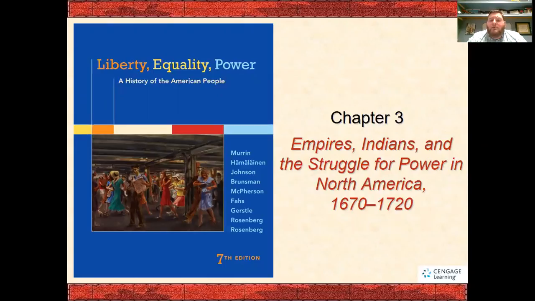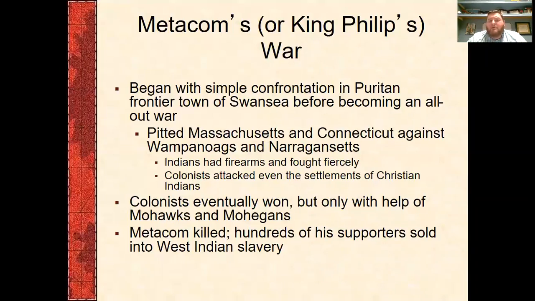The first conflict I want to talk about is Metacom's, or King Philip's War. And what's interesting about this is that Metacom's people had a friendship with the Puritans, and through a series of different events, they eventually go into conflict with them. And so this pits the Massachusetts and Connecticut colonies against the Wampanoags and the Narragansetts, who are under the leadership of Metacom, or as the English call him, King Philip.